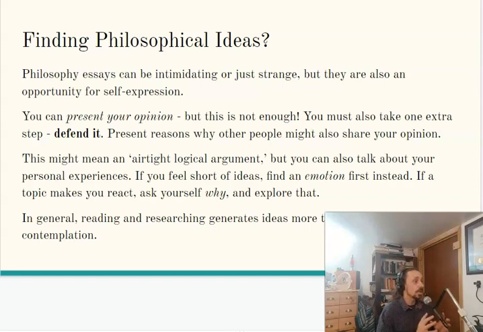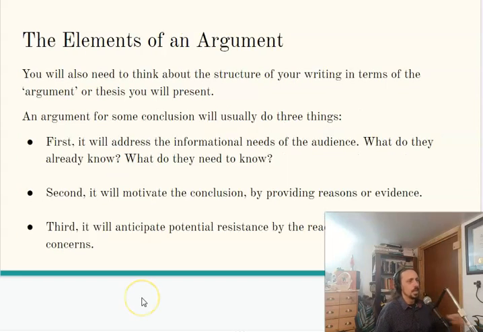Then you're going to need to organize them in the context of this essay with an introduction, body, and conclusion. An argument itself isn't that hard to write. In the body, you're going to elaborate on your argument. And an argument for some conclusion is going to do three things. First, it's going to address the informational needs of the audience. What that means is you should be asking yourself, what does my audience need to know to understand what I'm talking about? Right? What do they already know? And what do they need to know?